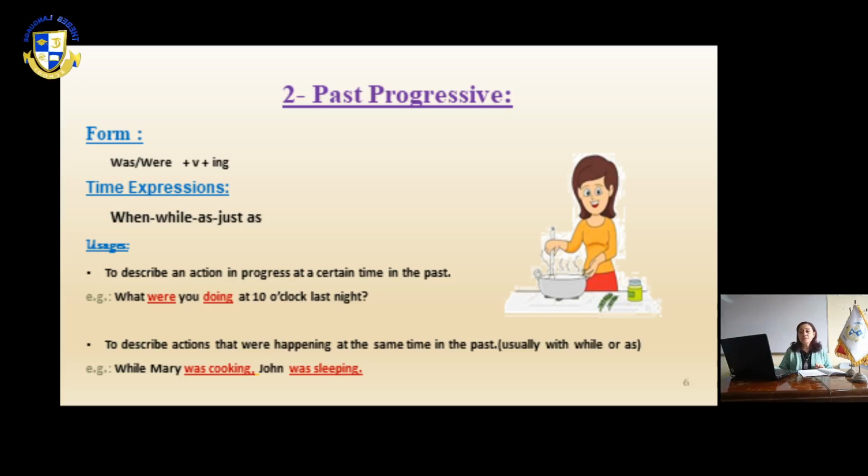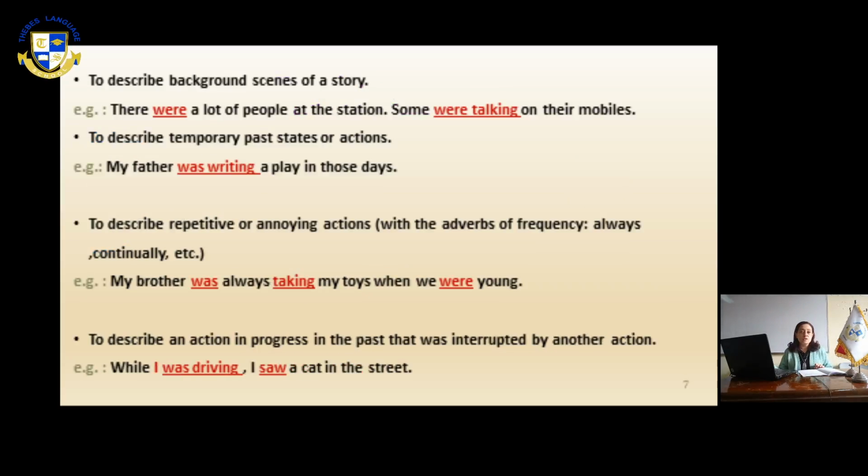Slide 7. To describe background scenes of a story. There were a lot of people at the station. Some were talking on their mobiles. I'm describing here what was happening. To describe temporary past states or actions. My father was writing a play in those days. It's not his habit, but in those days an action was happening. That's why I'm using here past continuous.